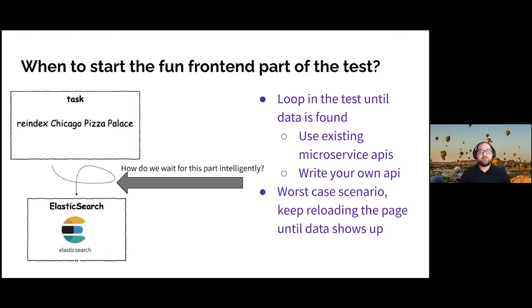And to do that, you can use existing microservice APIs. If one exists that'll tell you if your data is there, you can utilize that in your test, or you can write your own API. In the worst case scenario, you can keep reloading the page until the data shows up if you don't have access to one of those APIs or you don't know about it. But that's really a worst case scenario. You should definitely pester your engineers to get you access to those APIs to tell you if your data made it to that other system expediently.